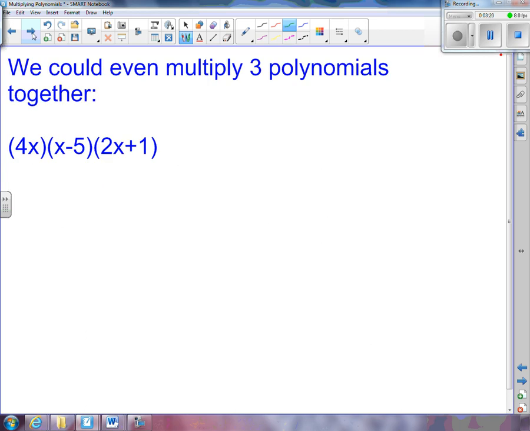Okay, now we can even multiply 3 polynomials together. So if you have to do that, it's just basically the same. You just should deal with 2 at a time. So let's deal with these 2, get that answer, then multiply the answer by the third one. So that's 4x squared minus 20x. That's what those 2 together are. Now I'm going to take that answer and multiply it by the next polynomial.